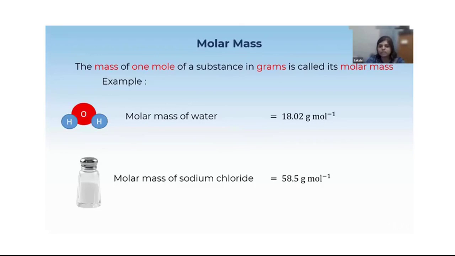Similarly, the molar mass of sodium chloride is 58.5. Now, how did this come up? Let us see. The formula of sodium chloride is NaCl. For this you need to learn the periodic table, the masses, right? So 1 mole of sodium weighs 23 grams. 1 mole of chlorine weighs 35.5 grams. If you add them, you get 58.5 grams per mole. That means 1 mole has 58.5 grams of sodium chloride.